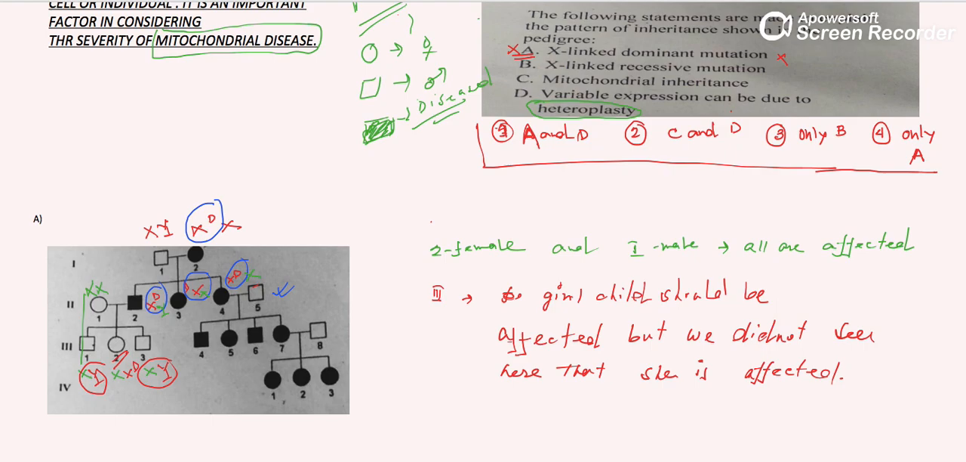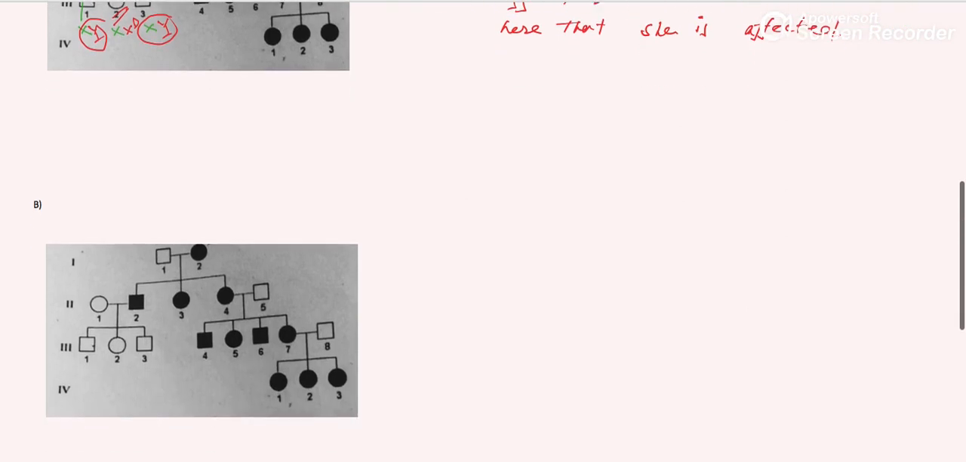So option number A cannot be right. So option 1 cannot be taken, option 4 cannot be taken. So there are 2 options in our hand, C, D and B, and they have given the second option, that is X-linked recessive mutation. So we have to discuss what is X-linked recessive mutation.